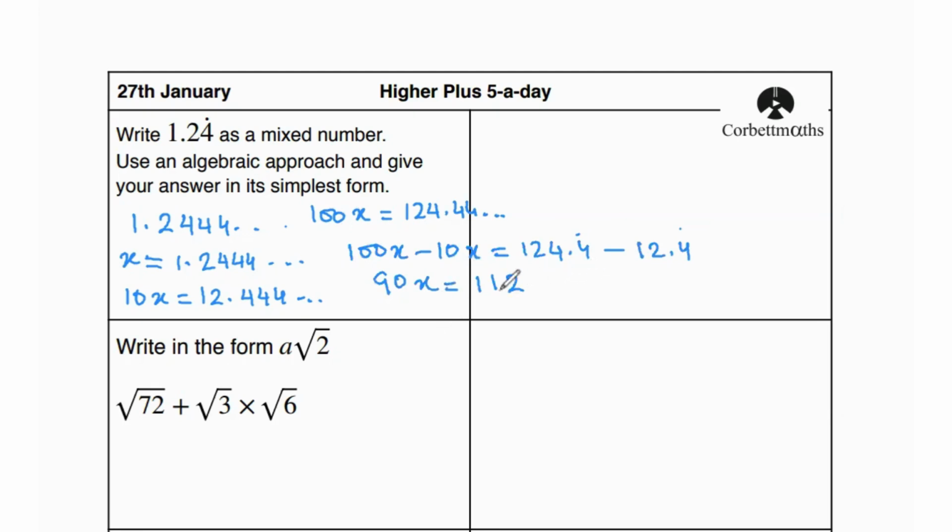And now we can easily rewrite this as a fraction, 112 out of 90. Convert this into a mixed number, which is basically one whole number, 22 over 90. That is 1.24 recurring as a mixed number.